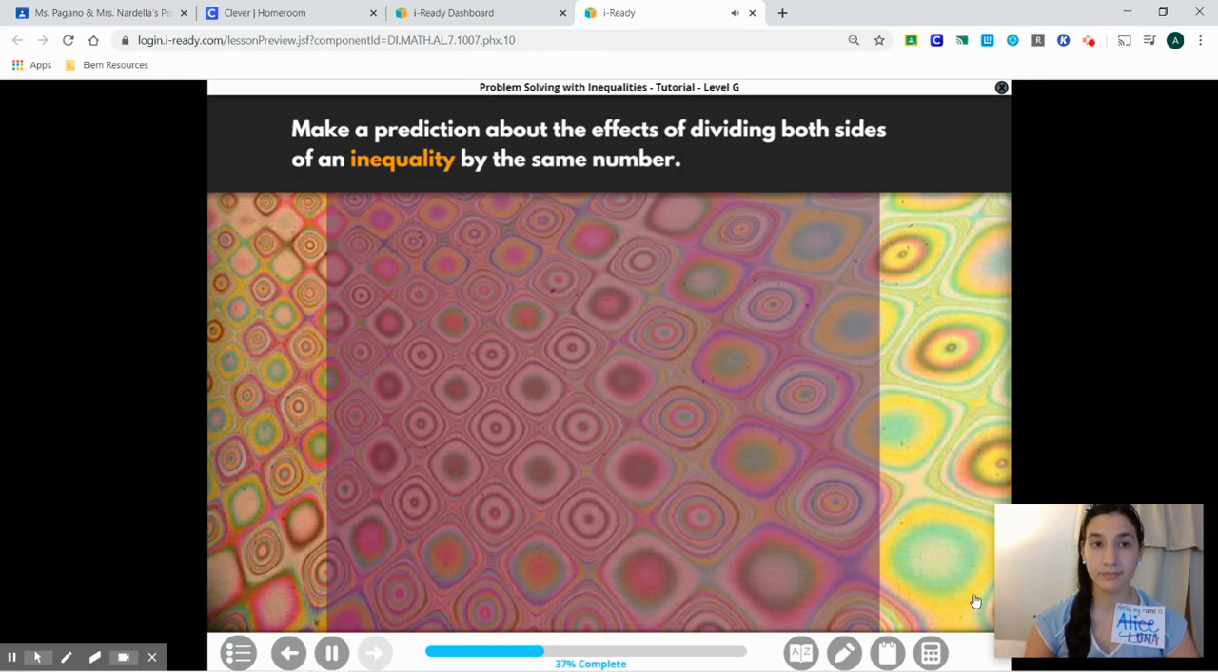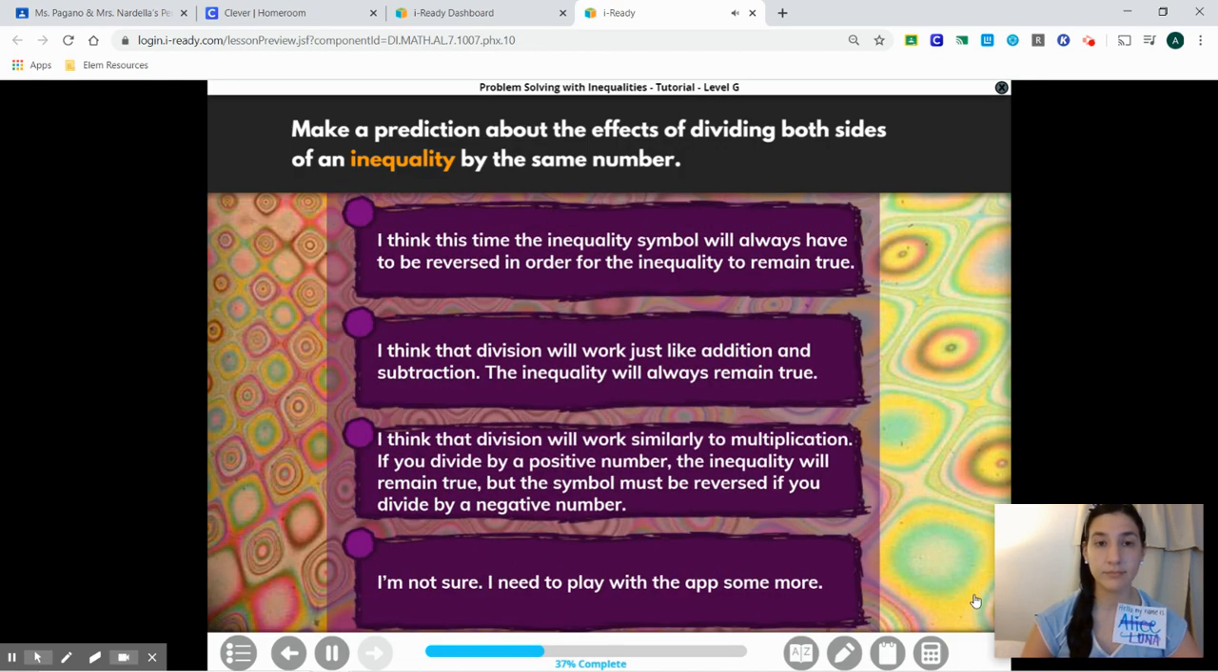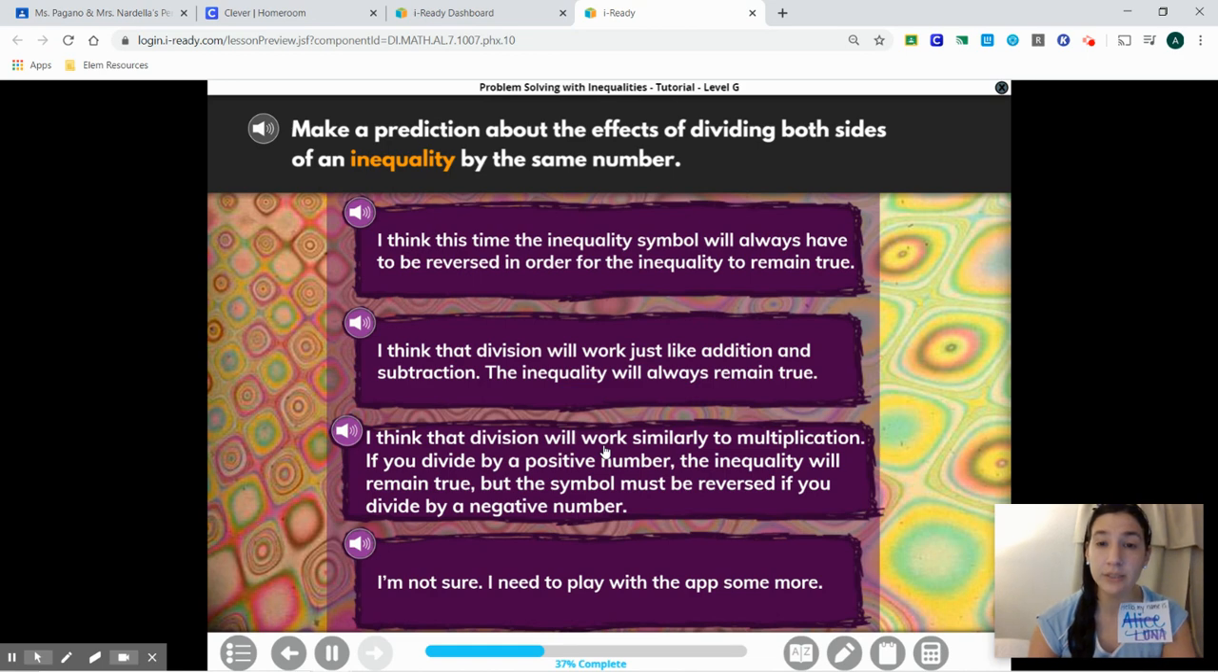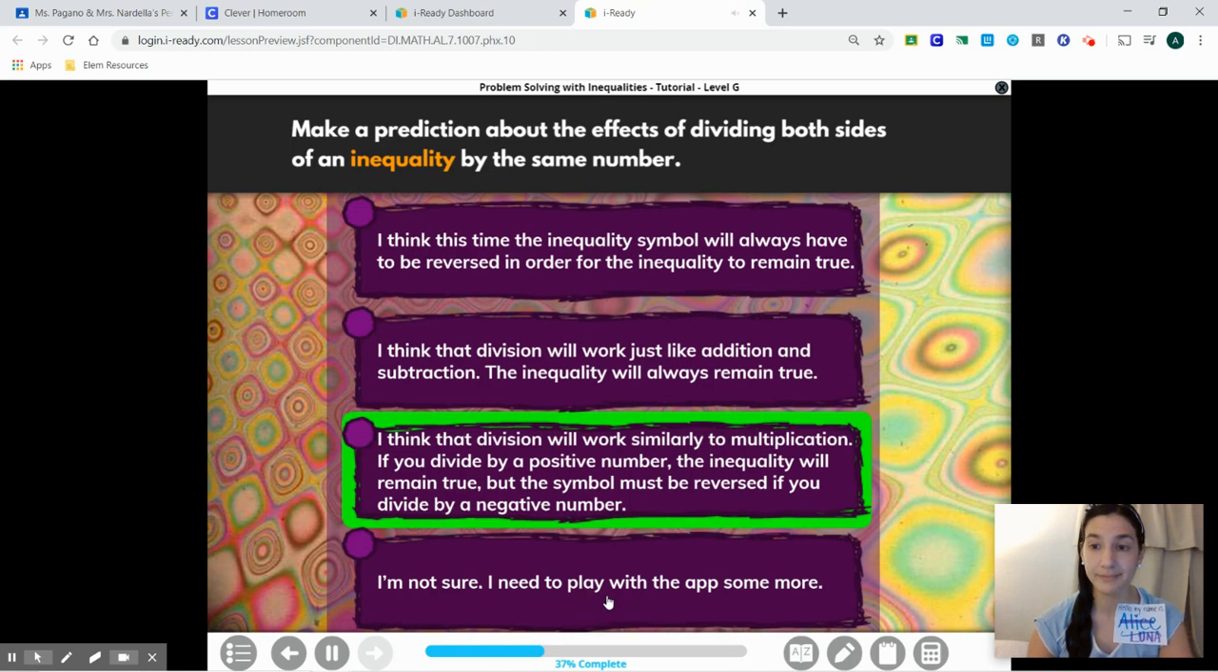Okay, let's speculate. Make a prediction about the effects of dividing both sides of an inequality by the same number. Well, we know that division is the inverse of multiplication. And since subtraction was the inverse of addition, and those were very similar, we know that division and multiplication rules are going to be the same. So here we go. I think that division will work similarly to multiplication. If you divide by a positive number, the inequality will remain true. But the symbol must be reversed if you divide by a negative number. Perfect. Submit. That makes sense. Division is the inverse operation of multiplication. Great vocab word.